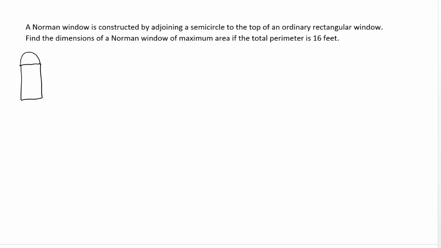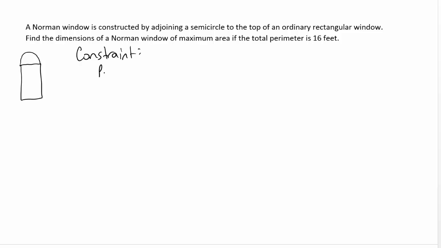So here's what we want. We want a Norman window to be constructed by joining a semicircle to the top of an ordinary rectangular window. Find the dimensions of a Norman window of maximum area if the total perimeter is 16 feet. So there's a number right there, 16 feet, and that's perimeter. So that is kind of our constraint. That's what we have to maintain throughout this problem.